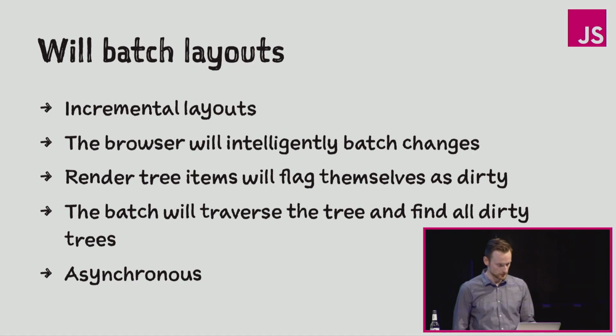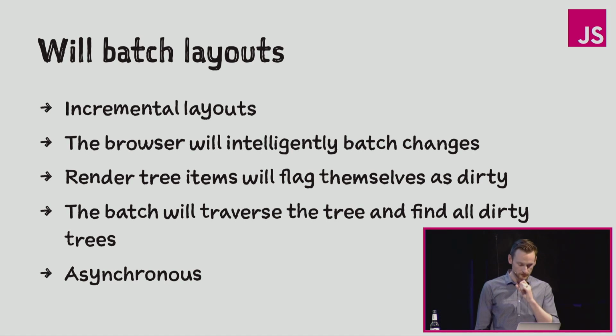It'll batch layouts, so it'll do incremental layouts. So the browser will be intelligent and it won't, every time you do a change, do a relayout. It'll actually try to combine them all and do them at a regular interval. So essentially when something changes in the DOM, the render tree representation will flag itself as dirty, saying, I need a relayout, so you need to actually do it. So the browser will come along and pick up all the objects that need layout, and it'll lay them all out in one go rather than individually.